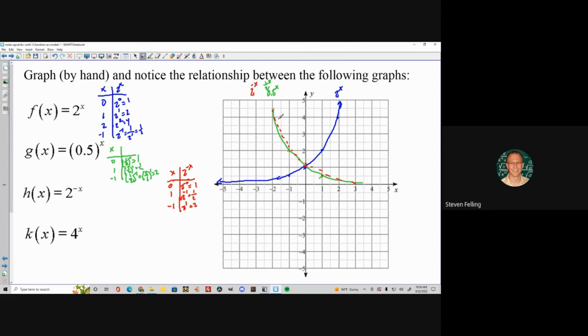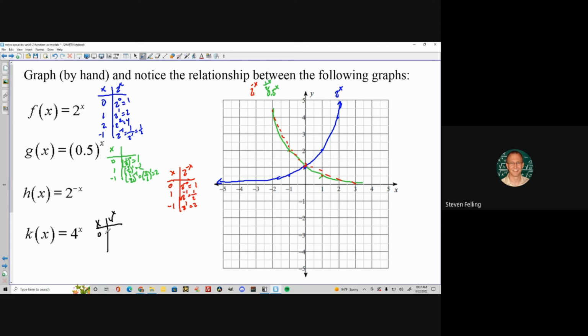So you get exponential decay here if you have a base greater than 1 and you're raising it to a negative power, or if you have a base that's less than 1 raised to a positive power. If you have a base that's greater than 1 raised to a positive x, then you get exponential growth. Okay, and this last one is 4 to the x.